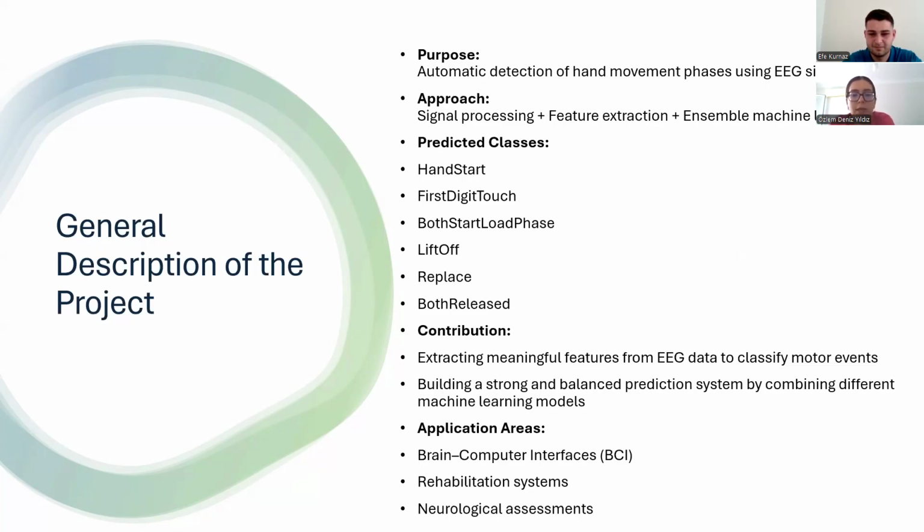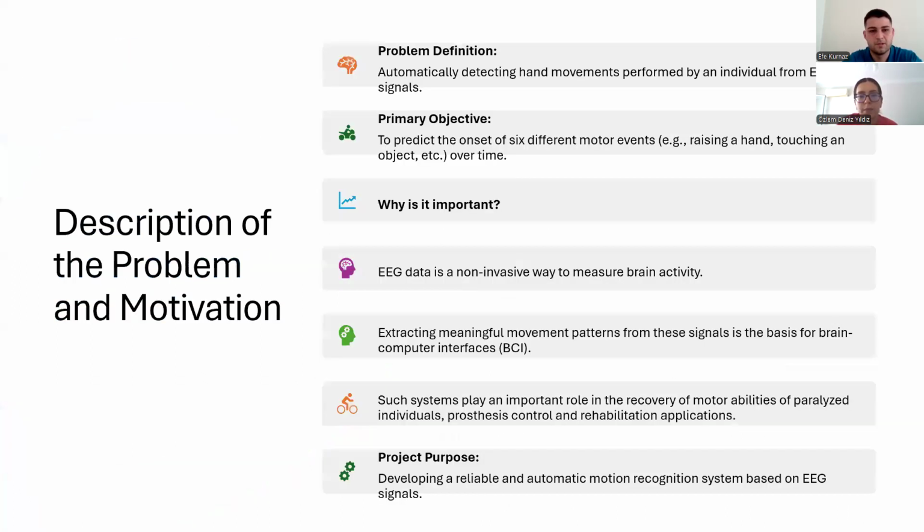Contribution is extracting meaningful features from EEG data to classify motor events, building a strong and balanced prediction system by combining different machine learning models. Application areas are brain-computer interfaces, rehabilitation systems and neurological assessments.